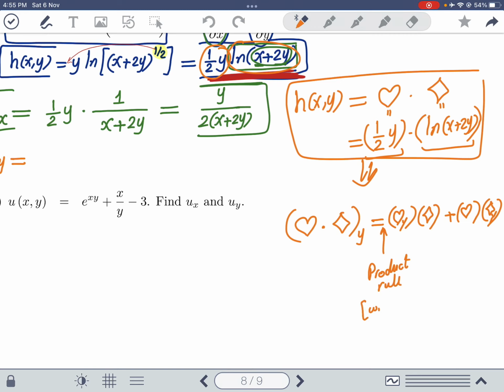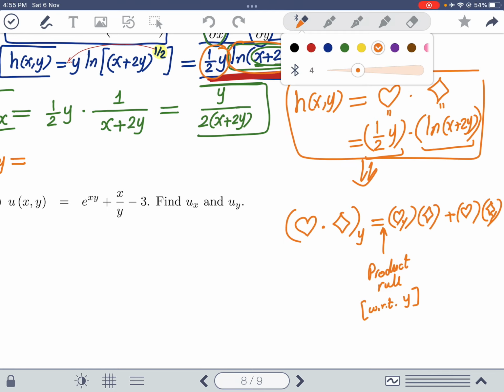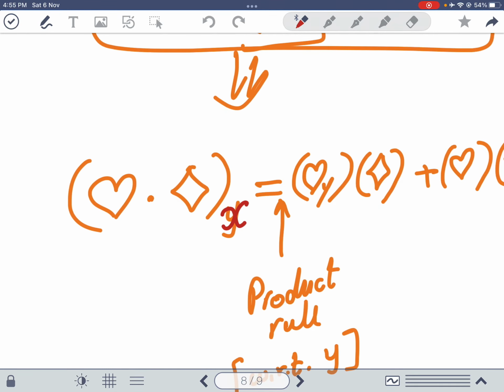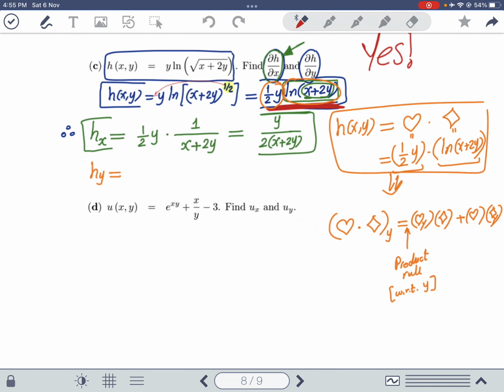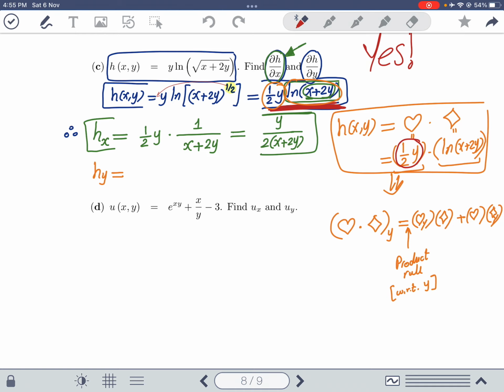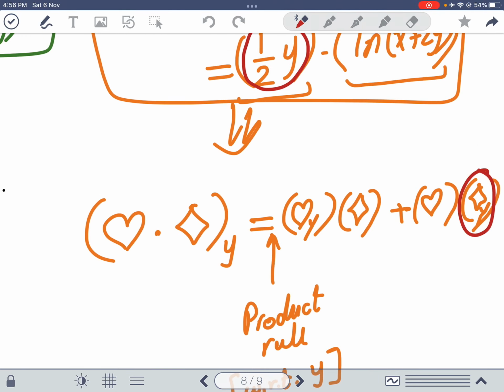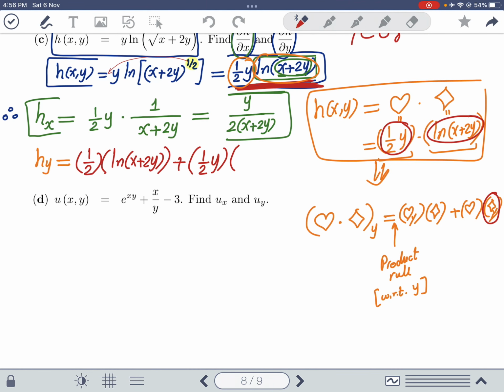And notice that this is with respect to y. Because if you had instead with respect to x, you would have done heart x and diamond x here. Yeah? Nice. Okay. So now you'll come here and say heart with respect to y is half, just half. So that's half times diamond is ln x plus 2y plus heart is half y times diamond y. Diamond y is the derivative of this with respect to y.